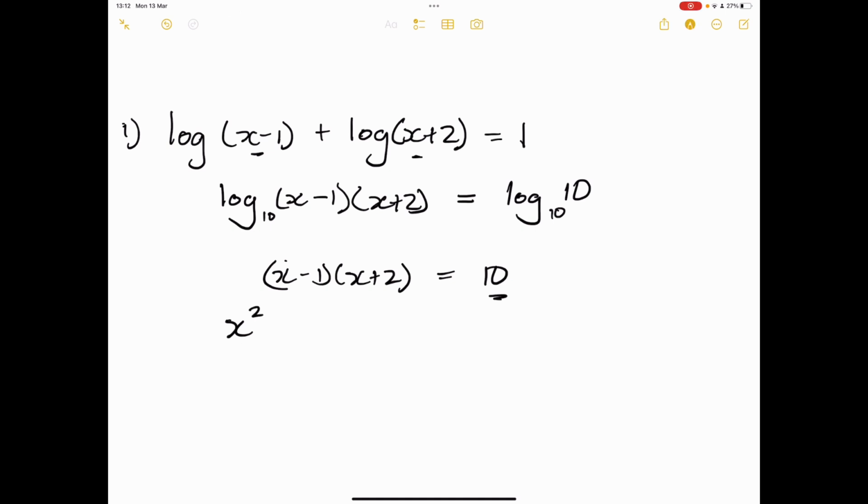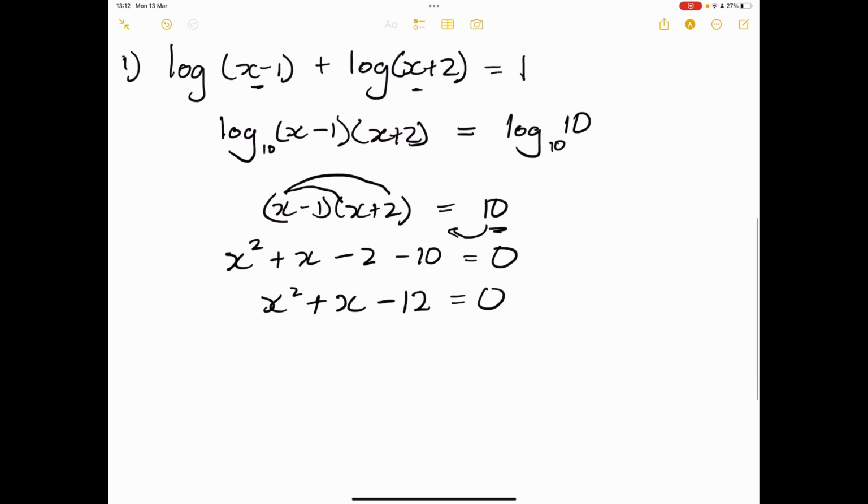So this will give us x squared. x times x is x squared. We've got plus 2x minus x, so that will give me plus x. And negative 1 times 2 would be minus 2. Taking the 10 this side would be minus 10, which is equal to 0. Of course, you can work this out at your own pace. My interest is in us finding the answer. So that's going to be x squared plus x, minus 2 minus 10, that would be negative 12. This is equal to 0.